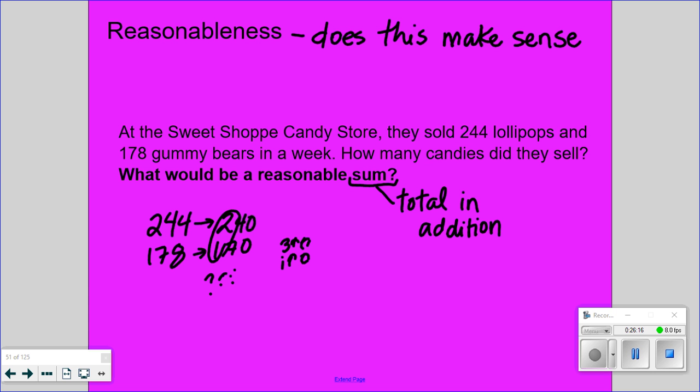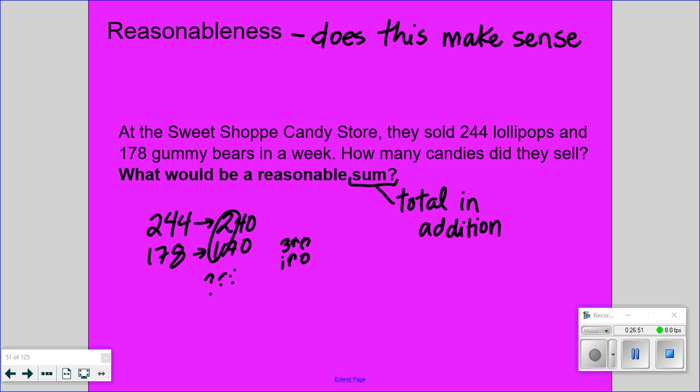Yeah, around 400. Archer, what do you think? I did it in my mind, so I put the hundreds together. Yep. And then that got me to 300. Yep. And then I looked at the 178 and I took that number. Nice. Yeah, very similar to what Connor did. So a reasonable answer would be they probably sold around 400.